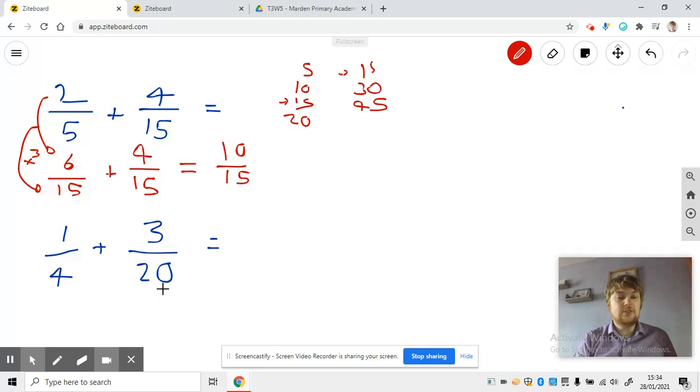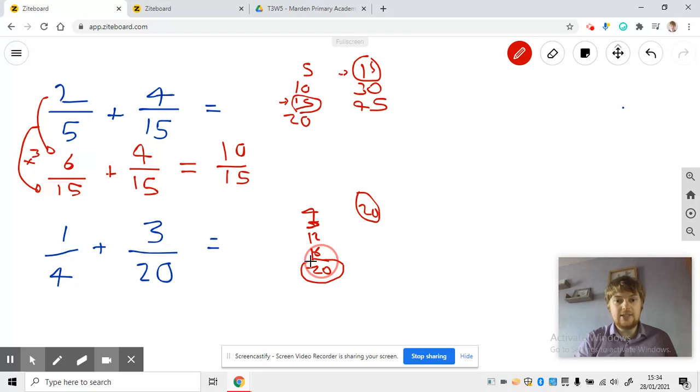So let's have a look at this next one. 1/4 plus 3/20. Okay, again, we haven't got the same denominator, so we're going to need to find a common denominator. So I can list my multiples: 4, 8, 12, 16, 20. Well, hang on, 20. Well, if I do my multiples of 20, well, look at that, 20. So up here we knew 15 was our common denominator because it's a common multiple. Here we can see that 20 is our common multiple.